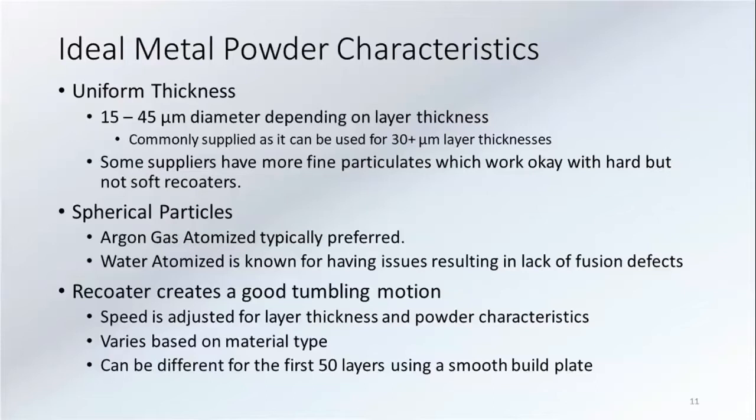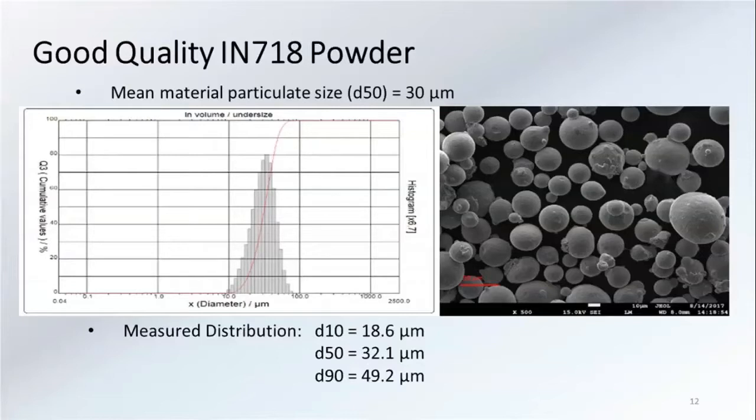Again, you get the recoater going in a good tumbling motion, and it allows you to get a nice smooth layer. Here are some images. This is a good quality Inconel 718 powder that I worked with and did some tests on. You can see the nice spherical particles in there. We have a D50 at 32.1 microns, which is about right, a D10 at 18 microns, and a D90 at 49 microns. So slightly high overall, but this was really good powder.